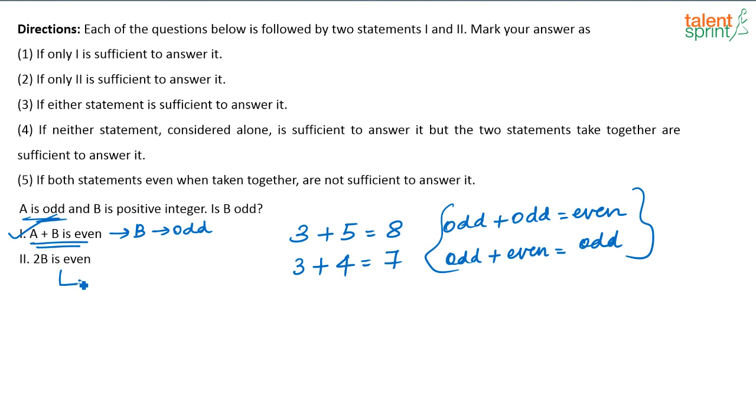Now look at statement 2: B is even. Now using that, can I say whether B is even or odd? Even if B has an even value, like 2 into 4, that is also even. Even if B was an odd number like 5, that is also even. Any number multiplied by 2 is going to be an even number, irrespective of the number. It can be an even number or odd number. So using the second statement alone, I cannot say whether B is odd or even. So the second statement alone is not enough to arrive at the answer.